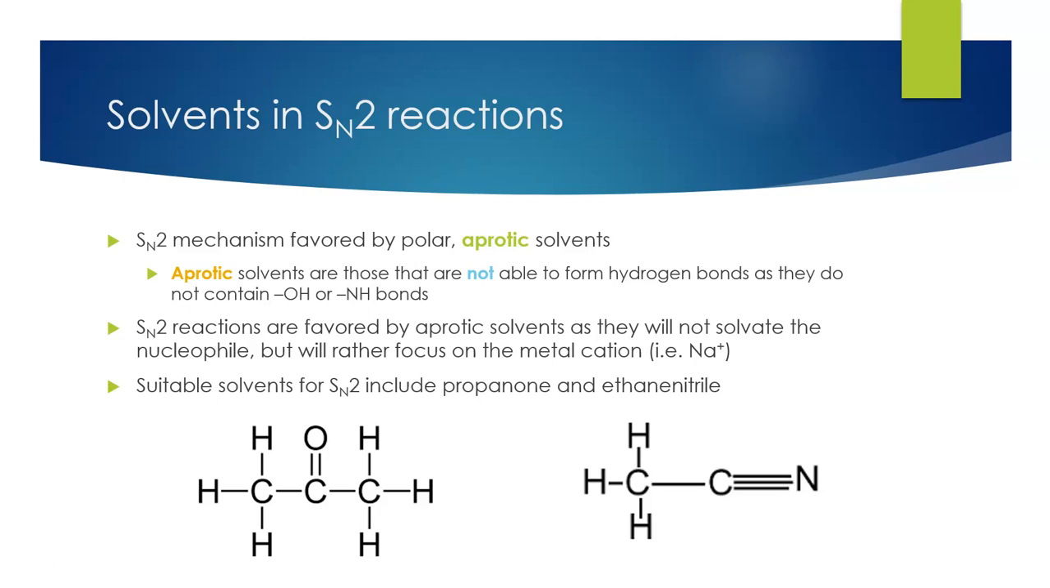Aprotic because groups that can form hydrogen bonds can also act as weak nucleophiles, so this will affect the rate at which our reaction occurs if the nucleophile that is desired for the reaction is competing with another nucleophile in the system.